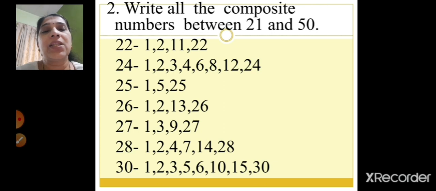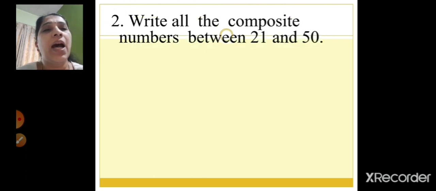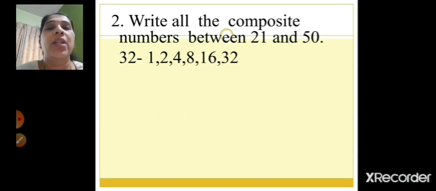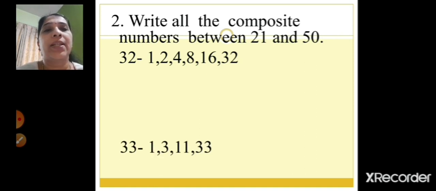Now 29 is not a composite number because it has got only 2 factors, 1, 29. So it is a prime number. Next number is 30. So 1, 2, 3, 5, 6, 10, 15, 30. These are all the factors of 30. So it is a composite number. Now, the number 31, it has got only 2 factors, that is 1 and 31. So it is a prime number. Next number is 32. 1, 2, 4, 8, 16, 32. So 32 is a composite number.